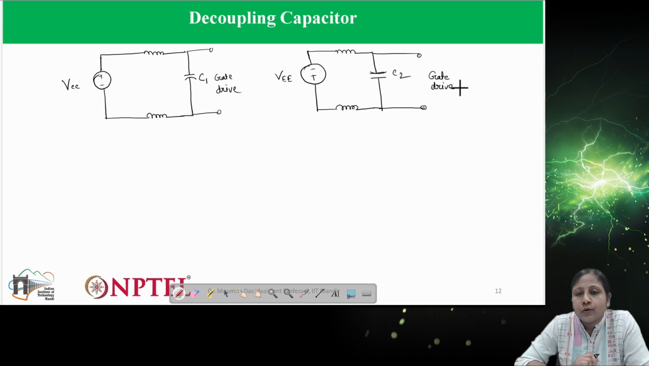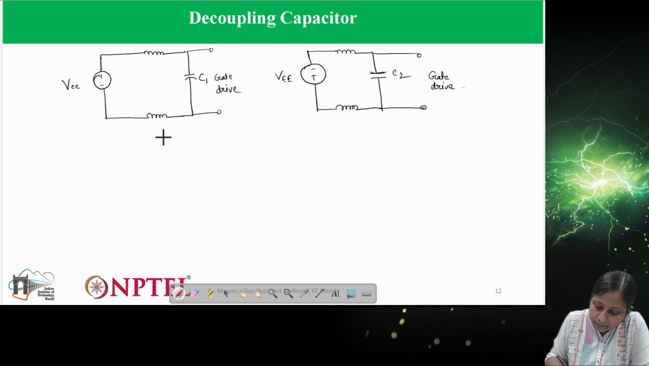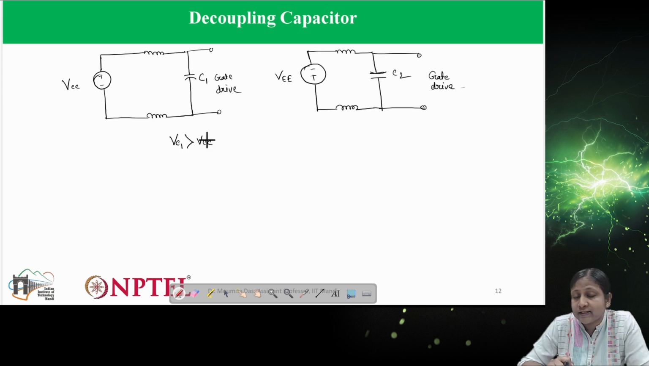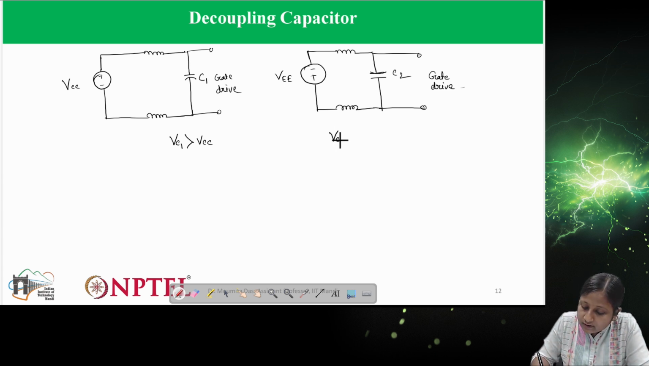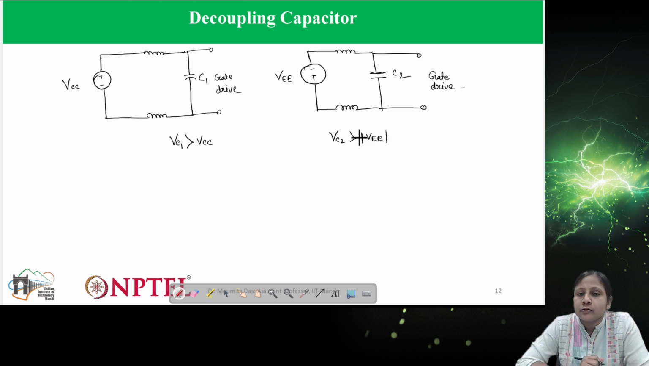Now what should be the value of this capacitor? As you can understand from here, the rating VC1 should be greater than VCC, because VCC provides the stable voltage, but if there is any transient condition, that transient part should come from this decoupling capacitor. That is why the voltage rating of this decoupling capacitor should be more than the positive voltage, and similarly VC2 should be more than the negative voltage magnitude. These are the voltage ratings of the decoupling capacitors.